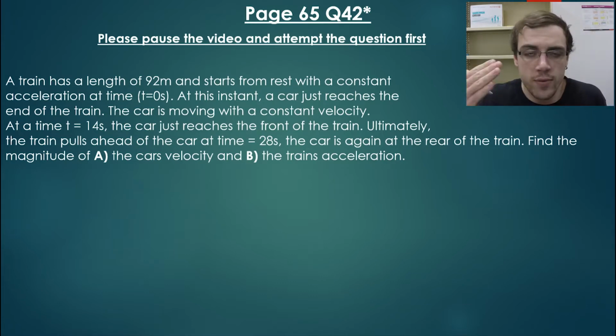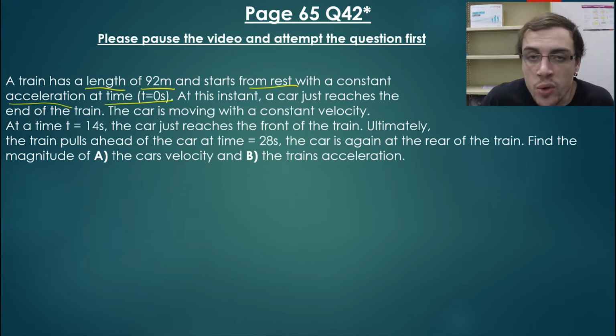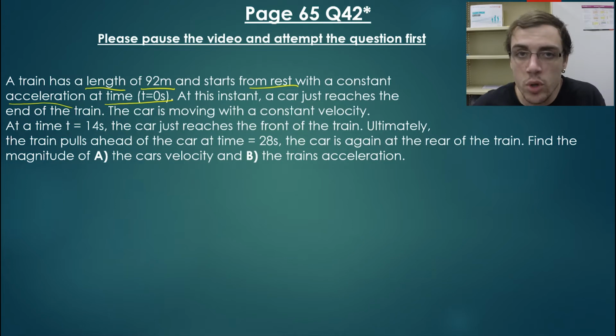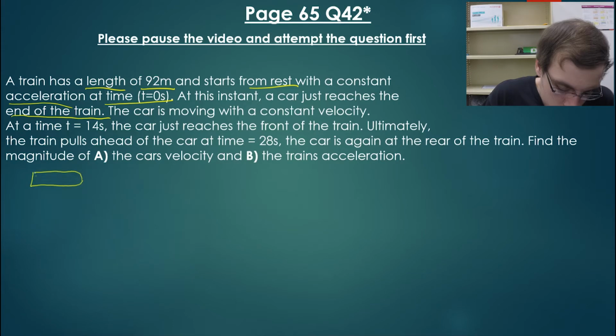So we know it's starting from rest at 0 seconds, and it's going to be constantly accelerating. Now, at this instant, the train is technically not moving, it's at rest, time is equal to 0. The car just reached the end of the train. So we've got our train here. God, that's an awful train. Okay, so this is our starting point here.